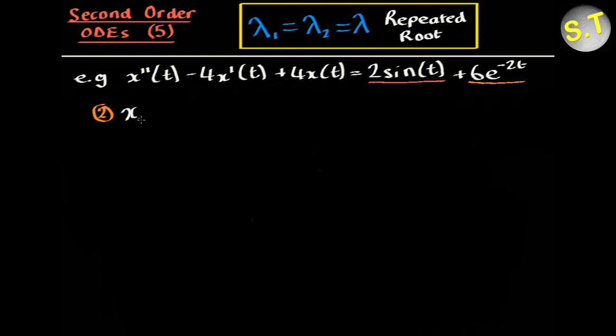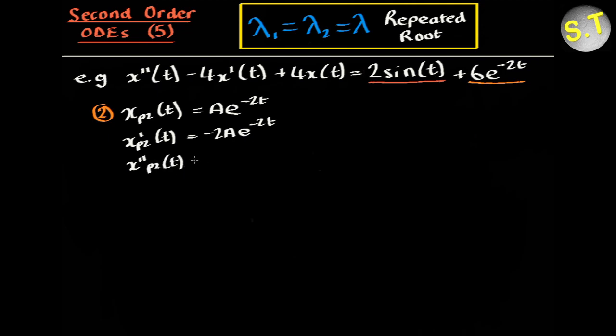Okay, so for our second particular solution, we need to account for all possibilities of any constant times e to the minus 2t. So our general solution for this is just going to be some constant a times e to the minus 2t. So therefore our first derivative is just going to be minus 2a e to the minus 2t, and our second derivative of our second particular solution is going to be 4 times a e to the minus 2t. And then we can use the same method here, so everywhere we have a second derivative, we just replace it with the second derivative of our particular solution.